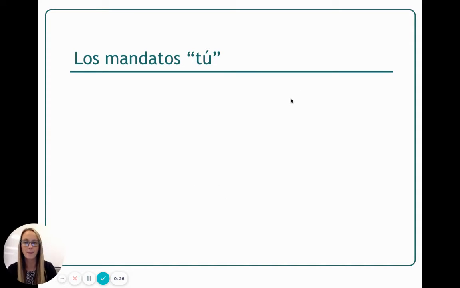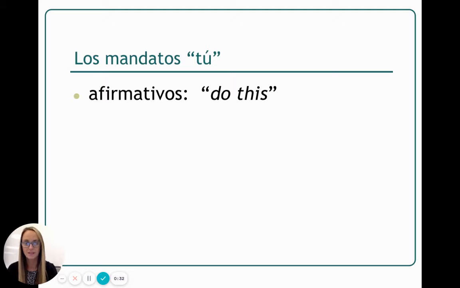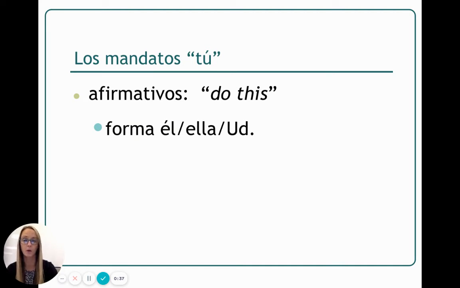Por ejemplo, ya aprendimos los mandatos tú, es decir, los mandatos informal. See, these are informal commands. These are do commands you use with one friend, someone with whom you're familiar, someone you know well, to say things like do this and do that.